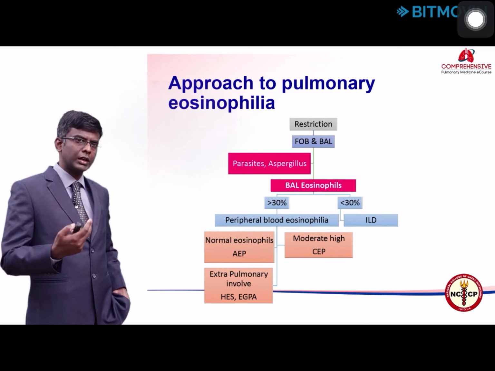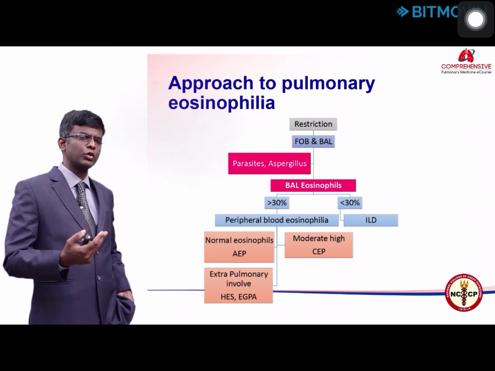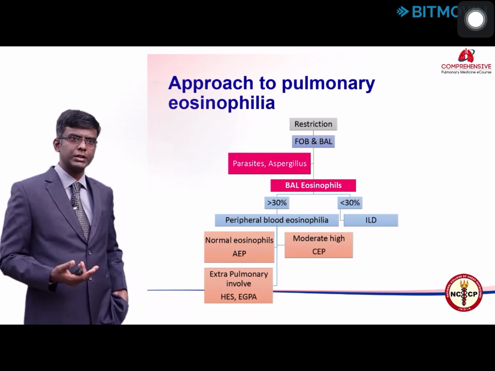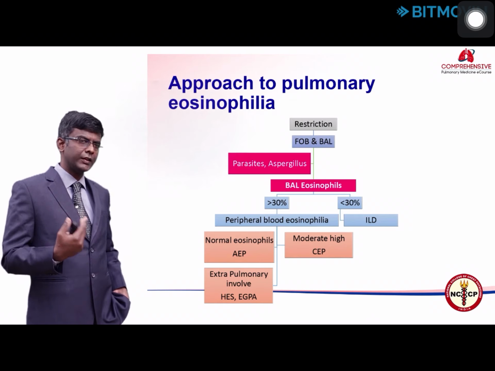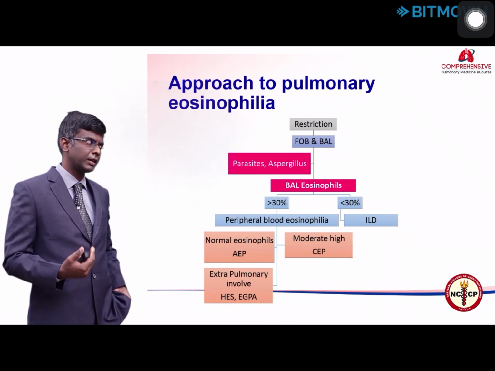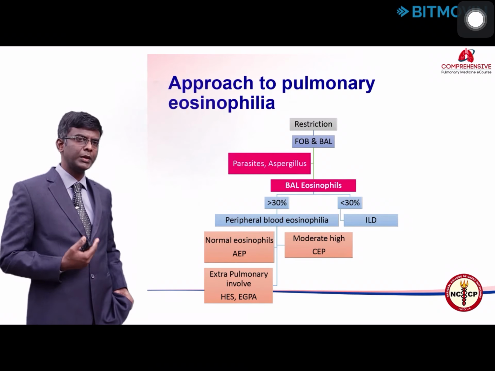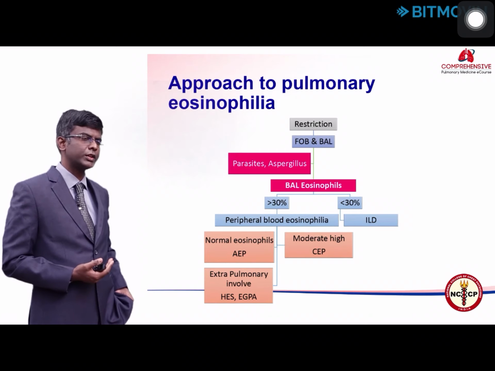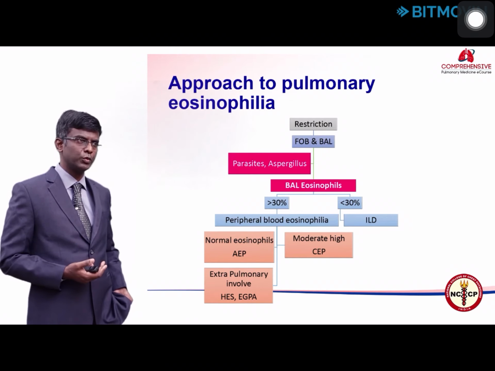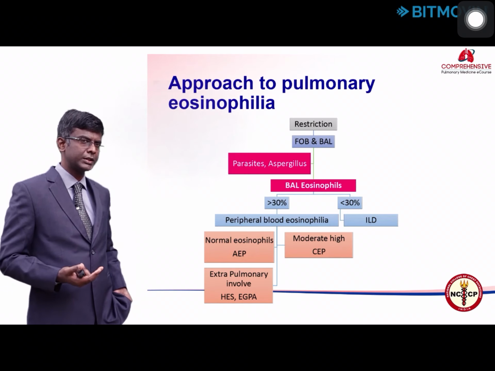And if the BAL eosinophilia is only mild to moderate, less than 30%, then it may be other interstitial lung diseases. If there is significant BAL eosinophilia, but there is no peripheral eosinophilia, then you may be dealing with a patient with acute eosinophilic pneumonia. But if there is moderate peripheral eosinophilia, you may consider chronic eosinophilic pneumonia. If there is extrapulmonary involvement, then you consider conditions like EGPA and hypereosinophilic syndrome.